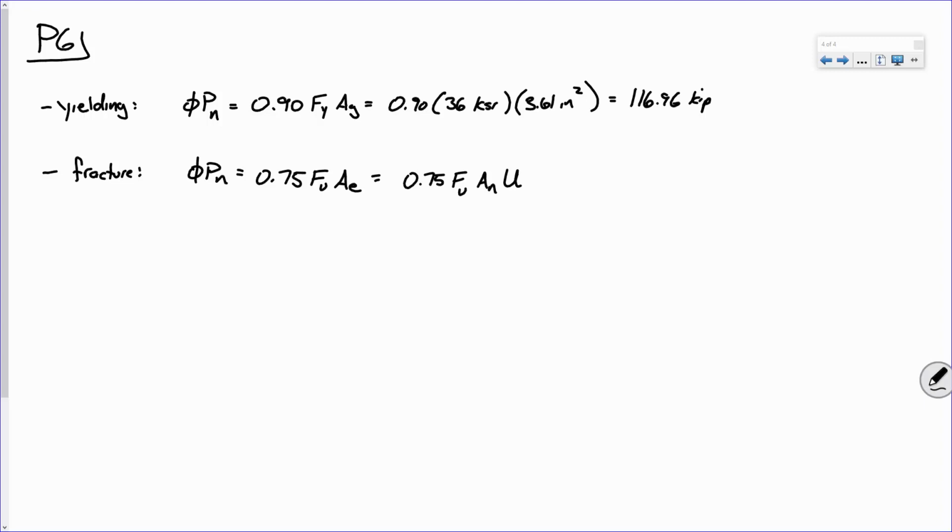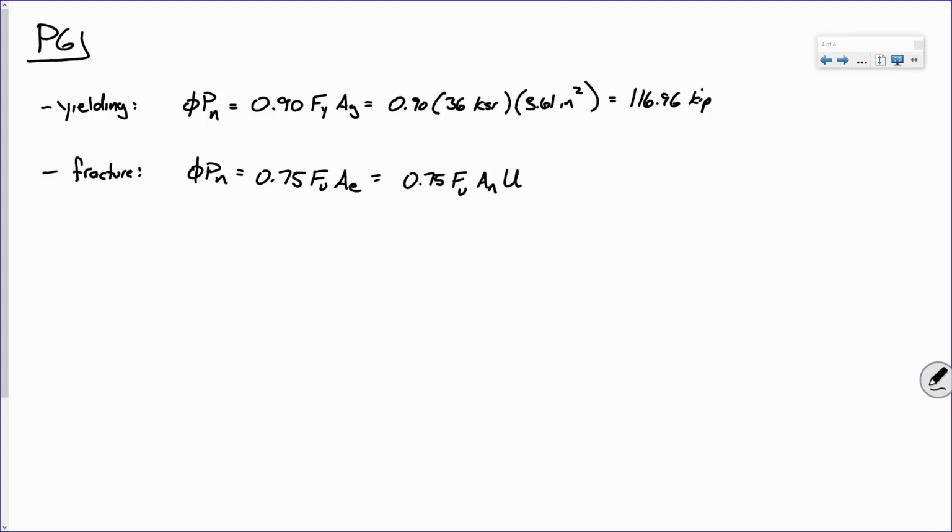So net area. What is the difference between net area and gross area? The bolt holes, exactly. So if I cut through the main body of the angle, we call that the gross section, the main area of the tension member. The net section is right there around the connection. And in general, the net area is equal to the gross area minus the area lost due to bolt holes.